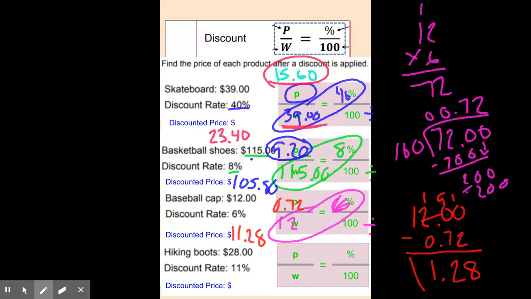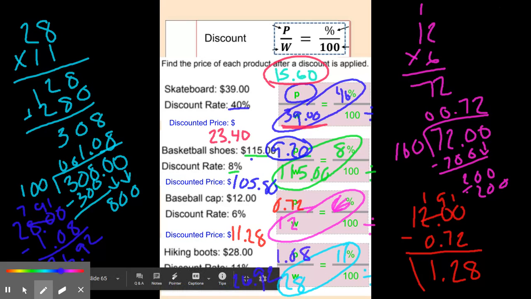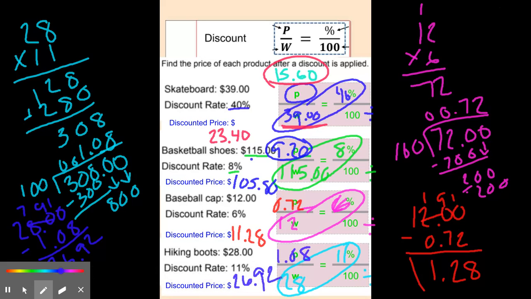All right, I want you guys to go ahead and pause the video, and try the hiking boots on your own, and then come back and check your answer after you try that one. All right, so your final answer should be that your hiking boots cost $26.92. The discount was 11%, which equals out to $1.08.